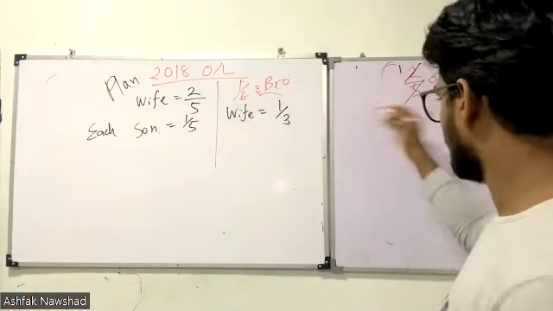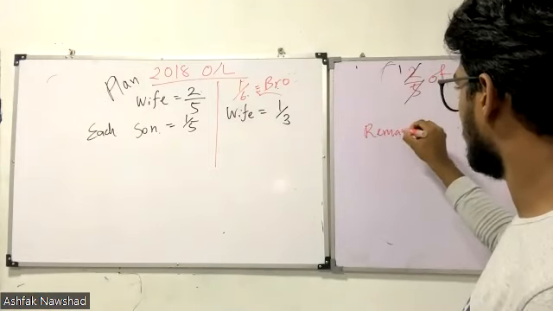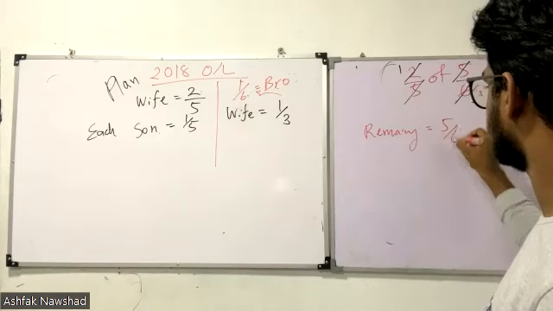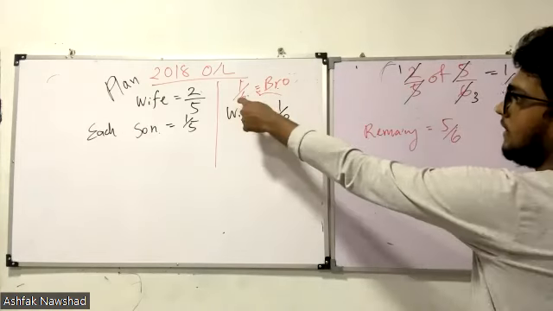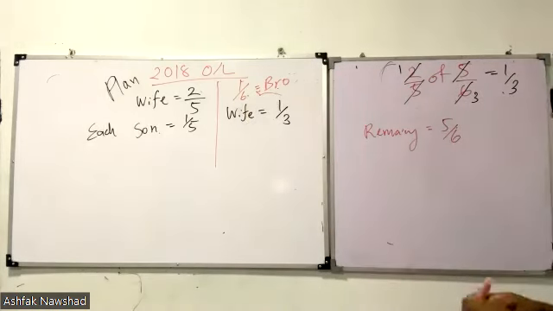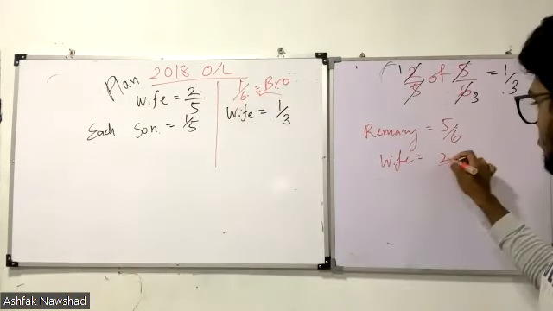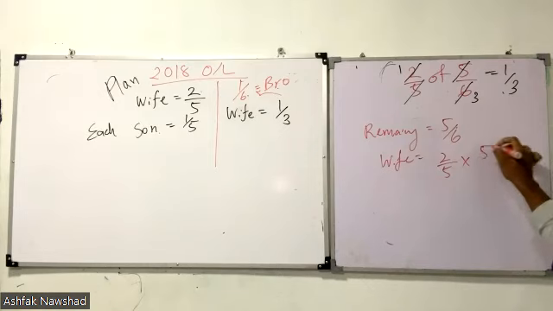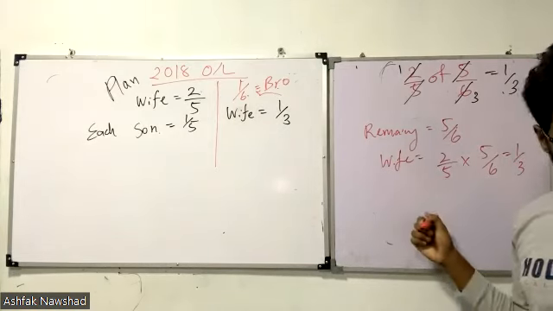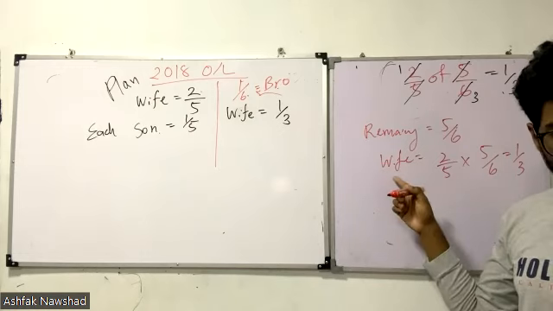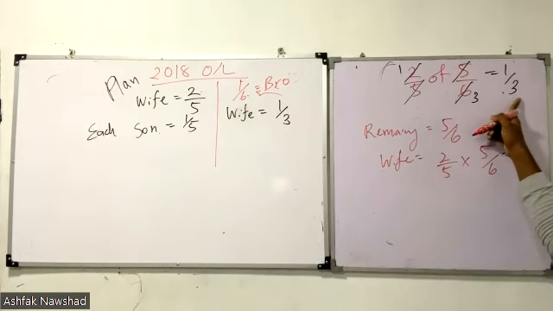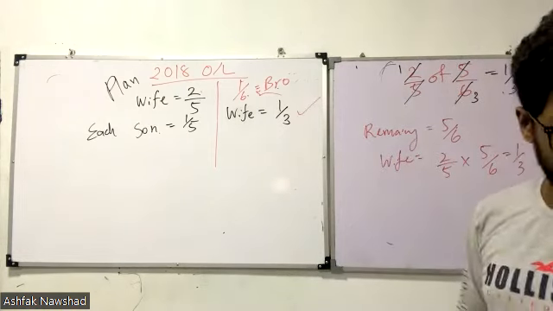So you can write something like: remaining amount is 5/6. Why is it? He gave 1/6 to the brother. This is remaining. Now the wife receives, as planned, 2/5 of the remaining amount. So this is 1/3. So answering the question, the method of answering is in your hands. You just have to understand the concept. Is this clear? The wife's part.